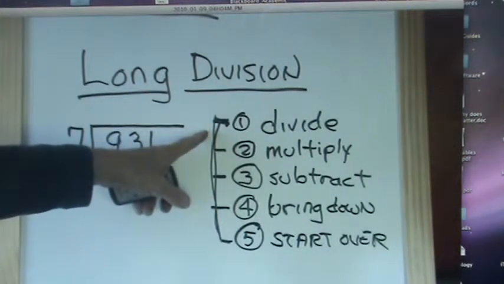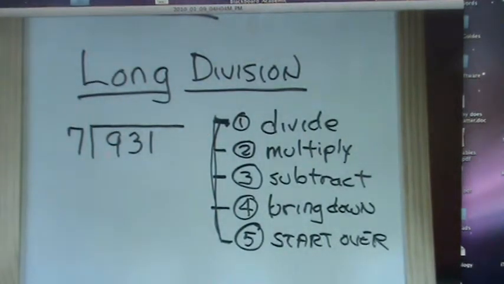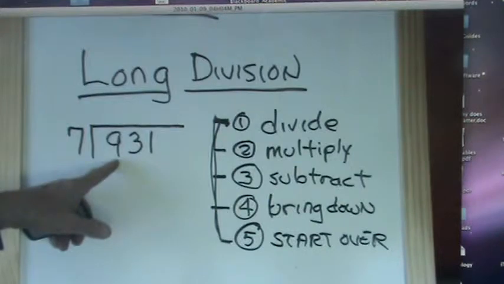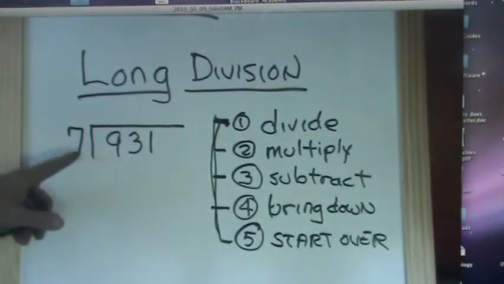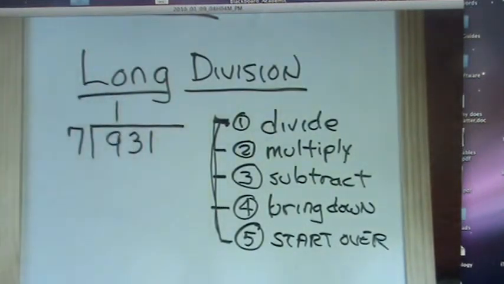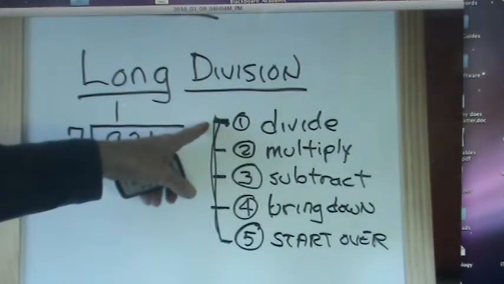We have to divide. Divide what into what? Well, we want to divide 7 into 9. Will 7 go into 9? Yes, 7 can go into 9 this time. So 7 will go into 9 one time. So we did our division.